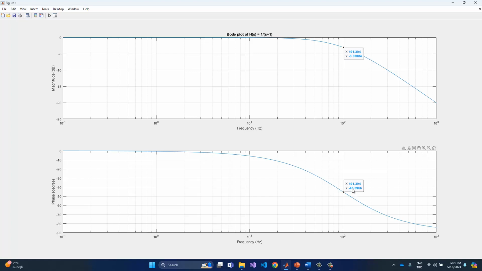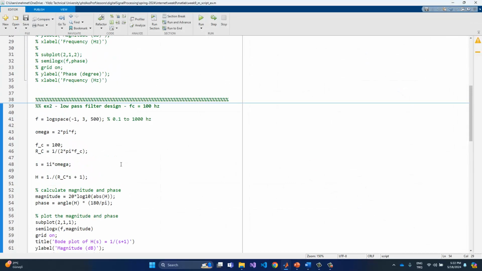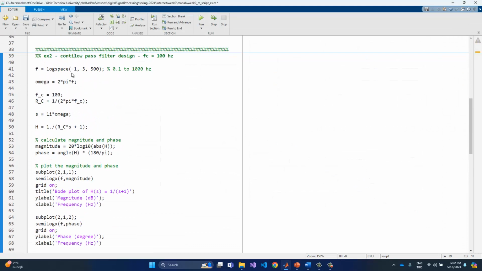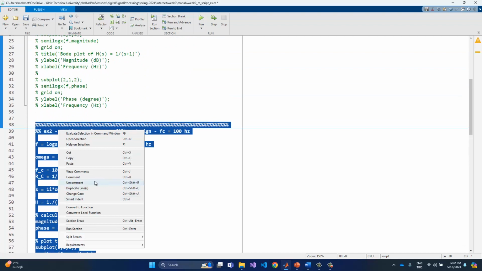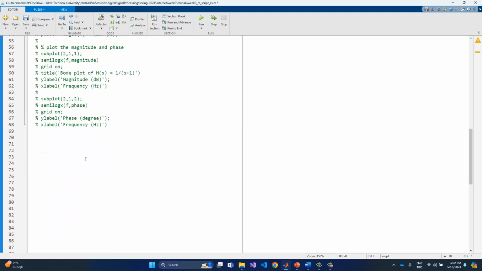It means that if we have one pole here, just like this one, then we will create a -45 degrees phase shift. But see that after the frequency value of 100, we don't have any signal here, just like this one. These are the continuous-time, continuous low pass filter design, okay, at the x2.